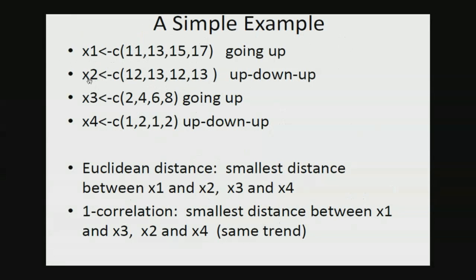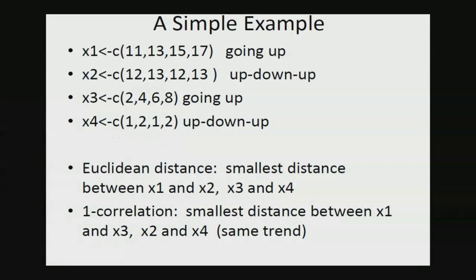And for gene 2, we see a down, up, anyway, a zigzag pattern. And for gene 3, again, we see an increasing trend, but lower expressed as compared to gene 1, right? And then for gene 4, again, we see this zigzag pattern going up, down, but also lower expressed as compared to gene 2.